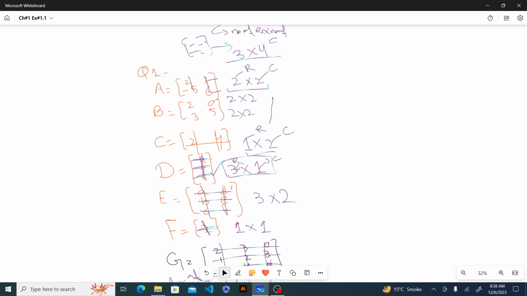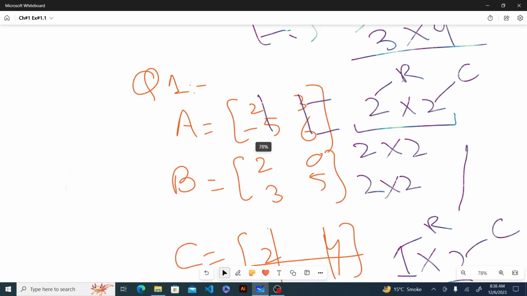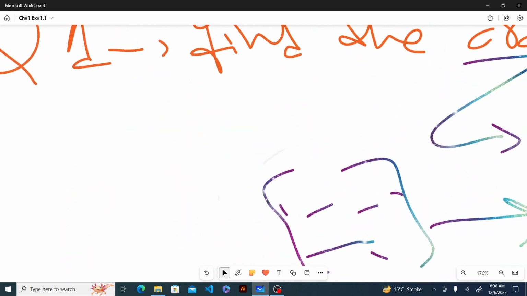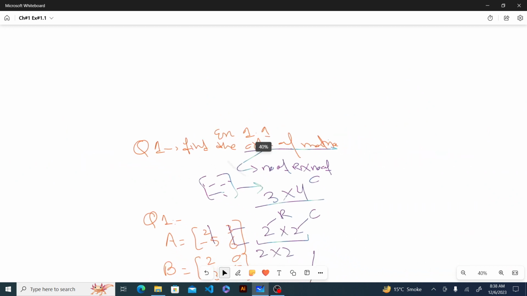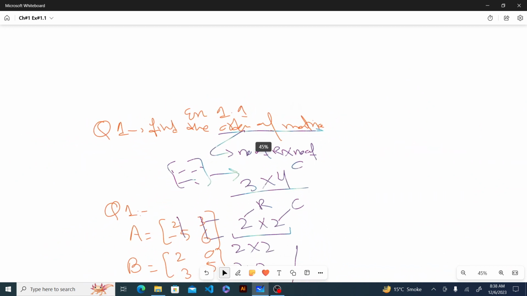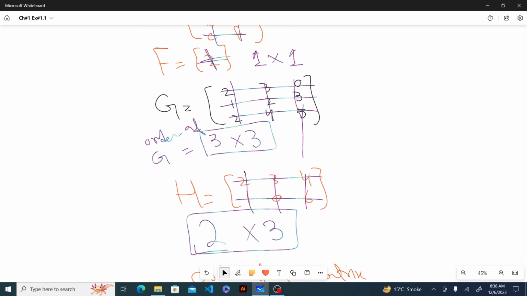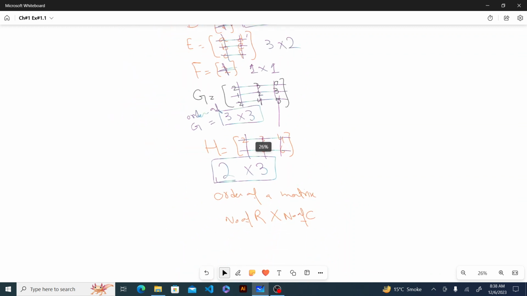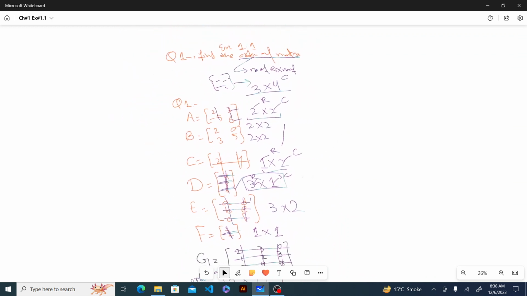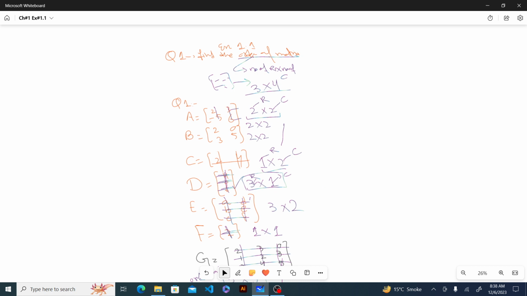Question number 1 was to find the order of the given matrices. I wrote it here: find the order of given matrices, and then we solved each and every part. This question has 8 parts, so we have done all 8 parts. I hope you understood each and every step, and now you know how to find the order of a matrix. It is very easy. You just have to write number of rows into number of columns of a matrix. Simply, it is the order of a matrix.